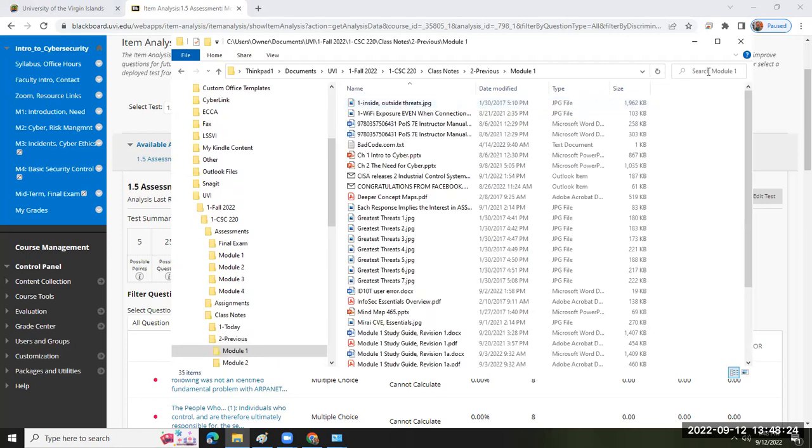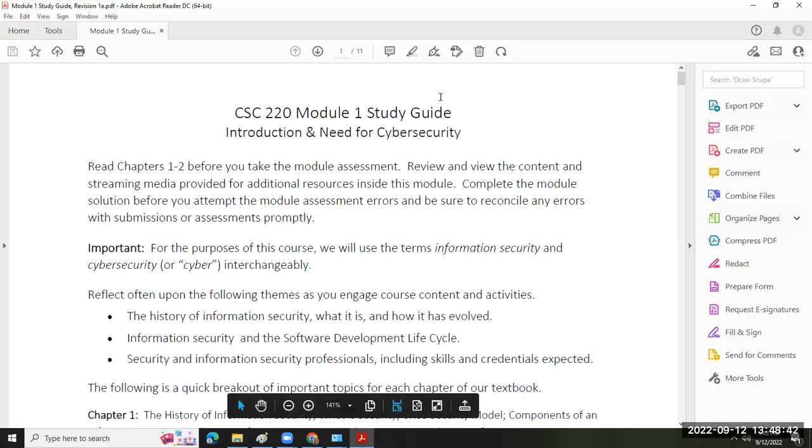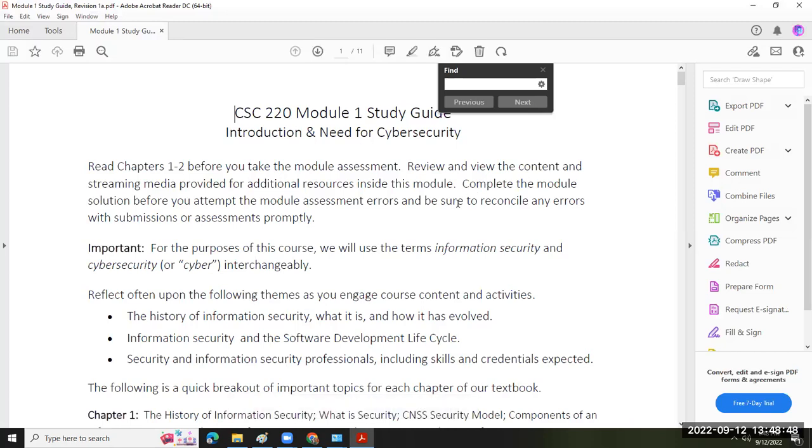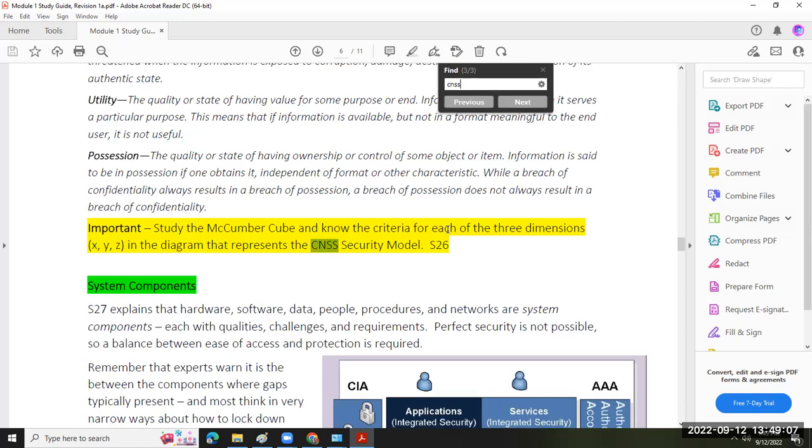In module one, you could do something like search CNSS. Oh, there it is. It's in the module study guide, or in the chapter one slides, right? We want to share the secrets. And for those of you in St. Thomas joining us remotely, if you press Control F, that's a find option. All you have to do is type in CNSS, and there's one of three there, right? Oh, slide 26.